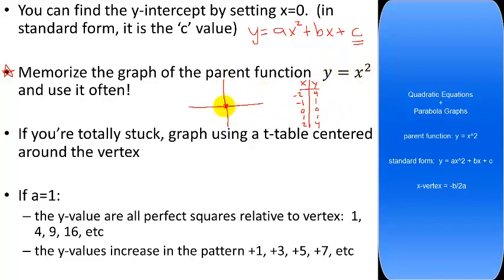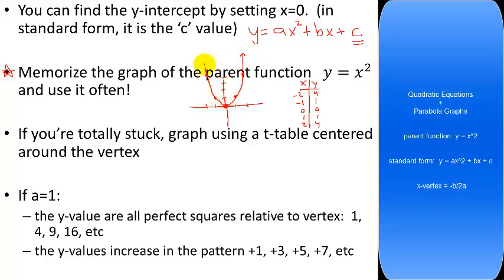So I've got a point here, 0, 0. I've got a point here, 1, 1. I've got a point here, negative 1, up 1. And I've got a point over 2, up 4. And over 2, up 4. So my parabola kind of curves up like this.